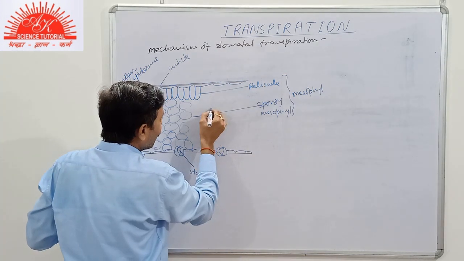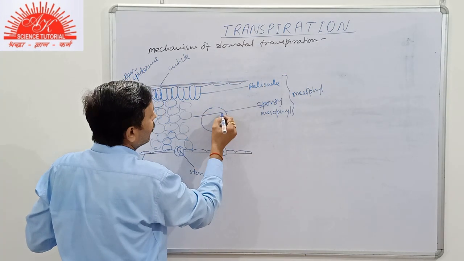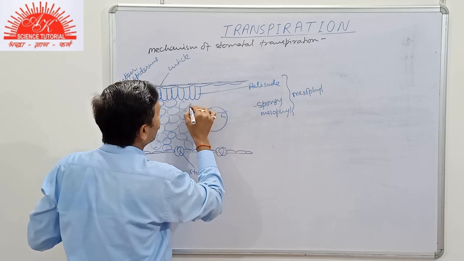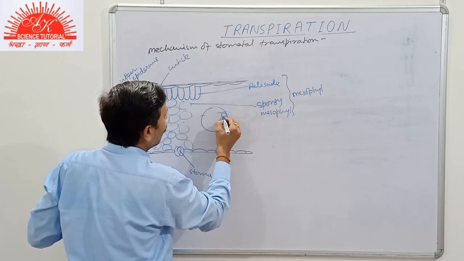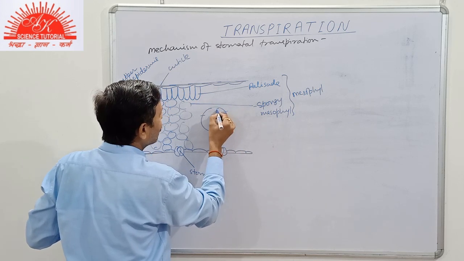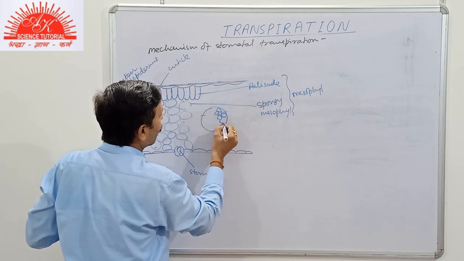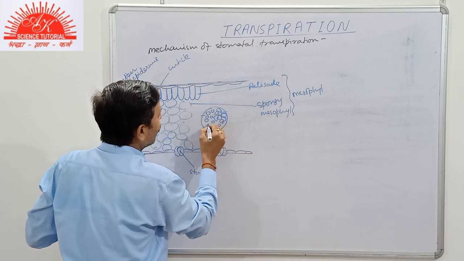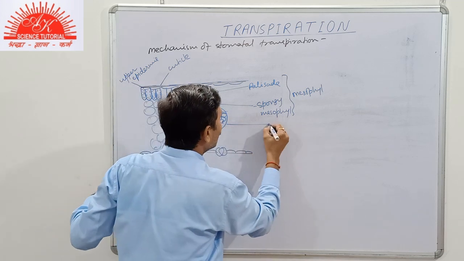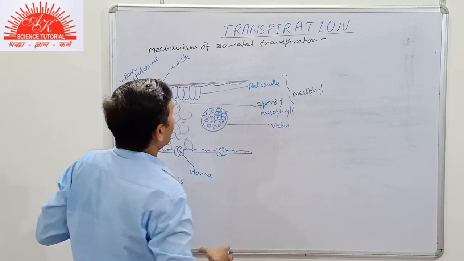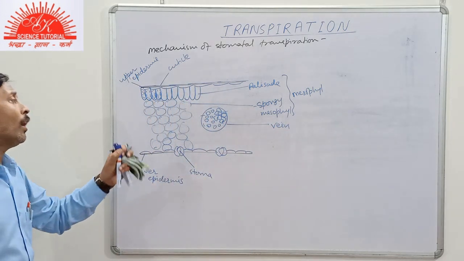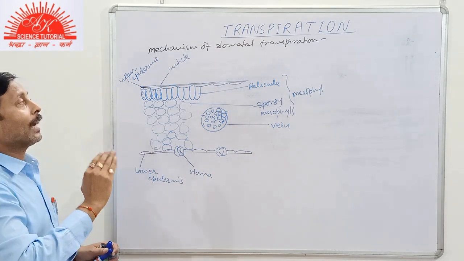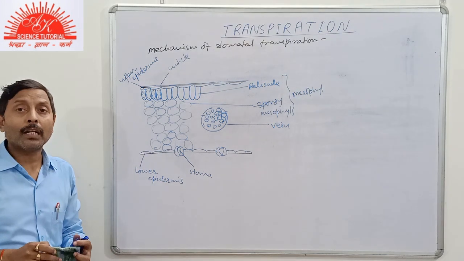Then here there is the structure marked like this, having thick walled cells like this, and then small cells like this, that is xylem and phloem, and together known as vein. So in the diagram this time one single vein is represented here. Now you have to describe the mechanism of stomatal transpiration.